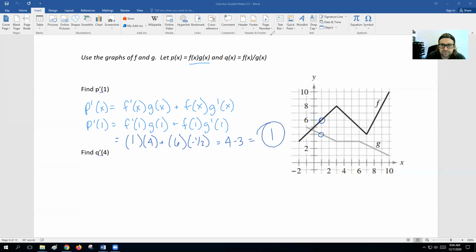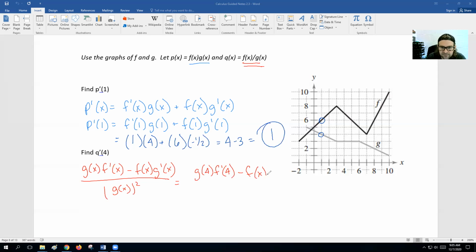Okay, let's do the next one here, but we're finding Q prime of 4, and if we look, Q is F of x divided by G of x, so that's the quotient rule. We got low, which is G of x, low d high, F prime of x, minus high, F of x, d low, G prime of x, all over low, G of x squared. So all we're going to do is plug in 4 into all these locations, and we're going to have a lot of values to find that we will just plug into the formula and simplify.